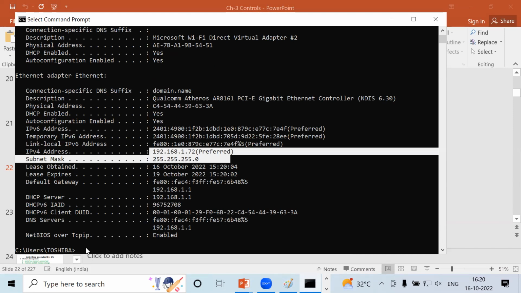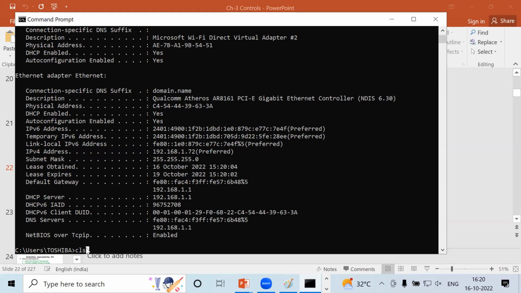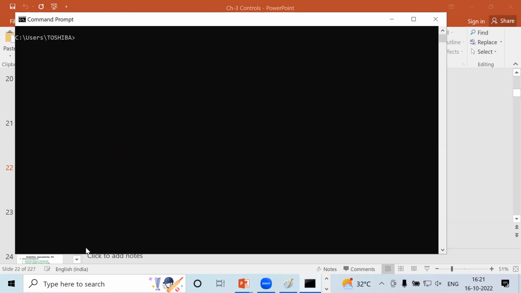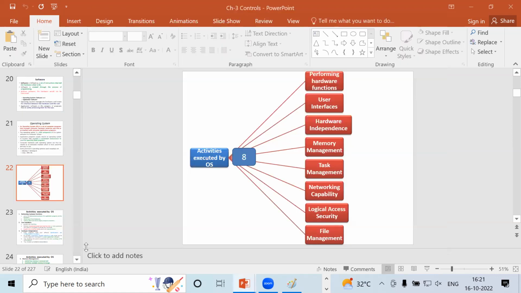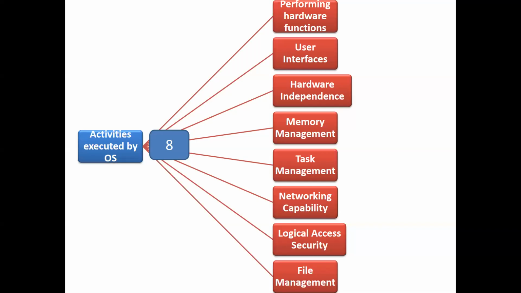And I say exit, or I say CLS, clear the screen. I give a command to clear the screen, it clears. Now I say I want to exit, that is go out, it is escaping. It's going out. Now this is how we can operate, we can give commands to the computers, that is CLI, command line interface. The third one is hardware independence.